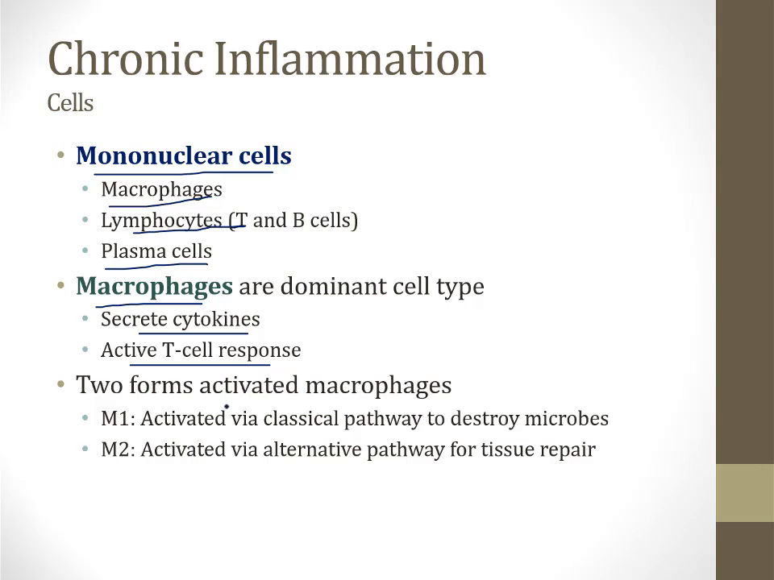And it turns out that the activated macrophages seen in chronic inflammation come in two forms. Some are called M1 macrophages. These have been activated via the classical pathway to destroy microbes. I'll talk about what this is in a minute. The second type are the M2 type.